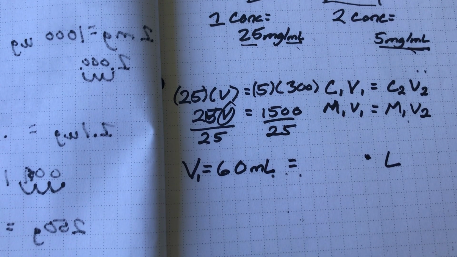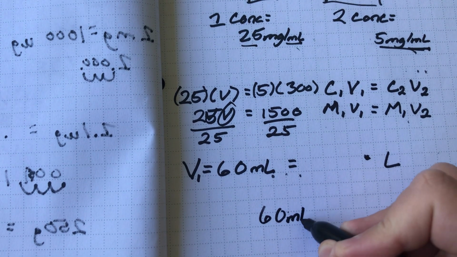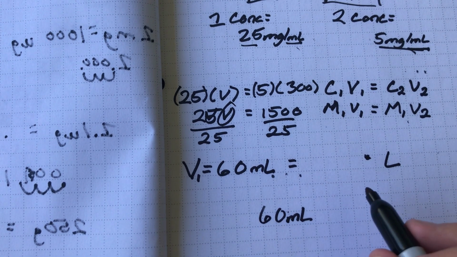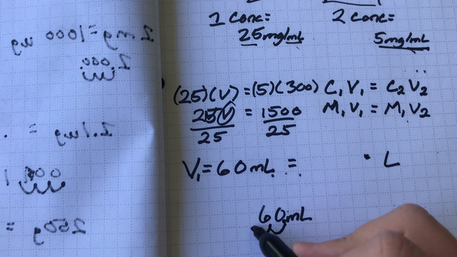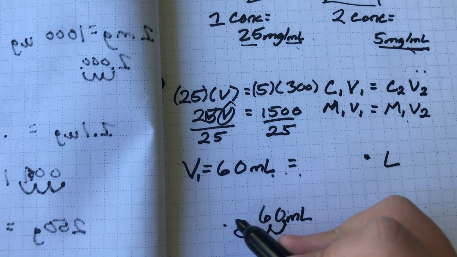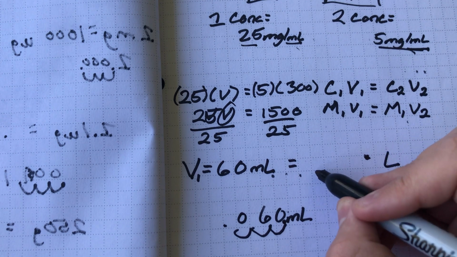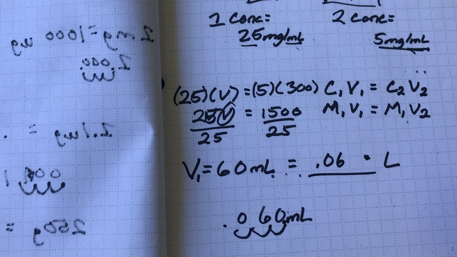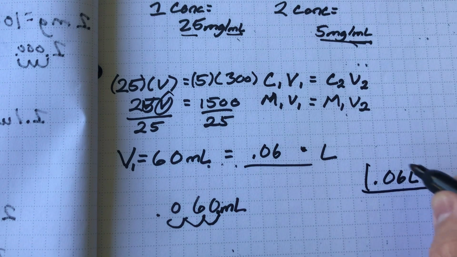So, what we would do is we'd take our 60 milliliters, and because we're going to a bigger volume unit, like we did before, we are going to take our decimal place and move it to the left, 1, 2, 3. And that's going to give you how many liters you have. So your answer is going to be 0.06 liters. I'll write this right next to it. 0.06 liters is your answer.